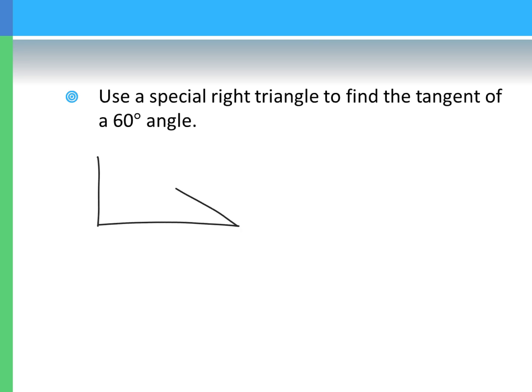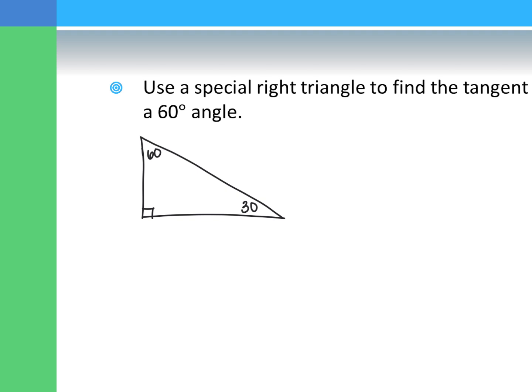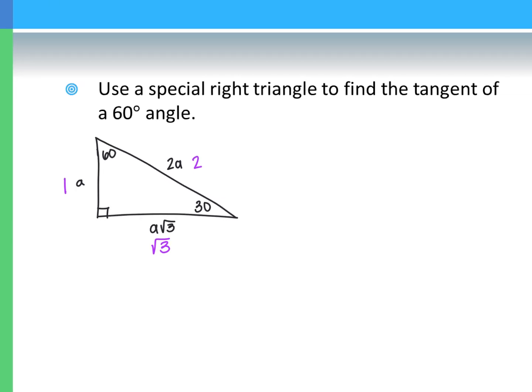So, using special right triangles, here is my right triangle. I have 60. I have 30. How did we learn these? What do we know? This is A, this is A radical 3, and this is 2A. When I'm using my trigonometric ratios, I'm using the values of the sides, not worrying about my A. So this is going to be 1, this is 2, and this is the square root of 3. Just get rid of your A's. Don't worry about them.